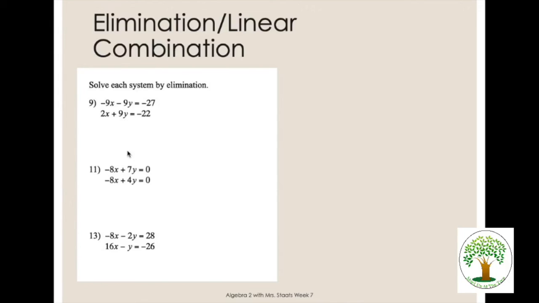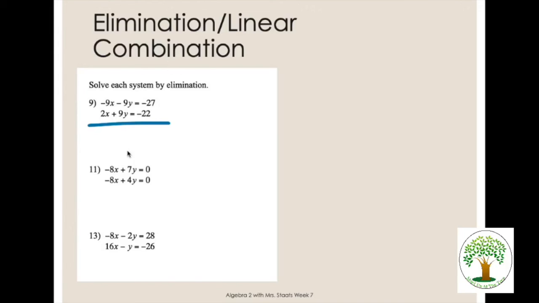So this one, I think that most students actually like better than others, but there are times when you will need to use substitution, and there are times when you'll need to use elimination. So it's not like you can just always do one or the other. There's times when you're going to need to know both of the methods. Number 9, as you can see, there's not anything that's actually easy to solve for. There's not a y all by itself or an x all by itself. So this one would lend itself to elimination.